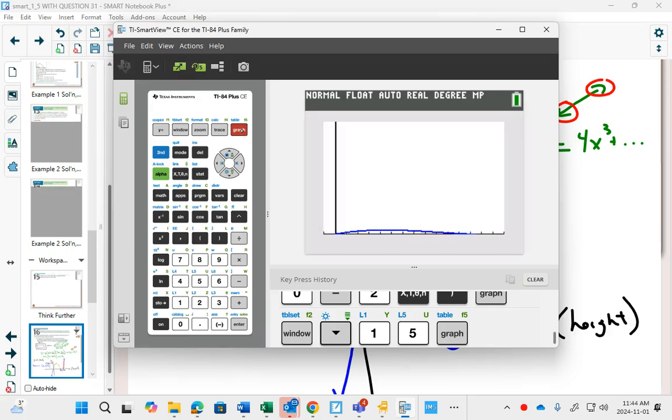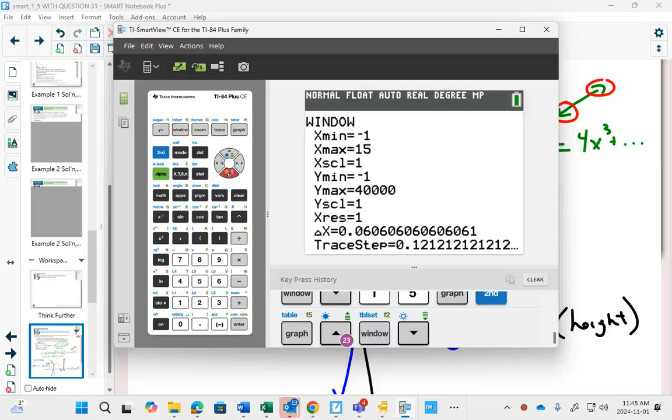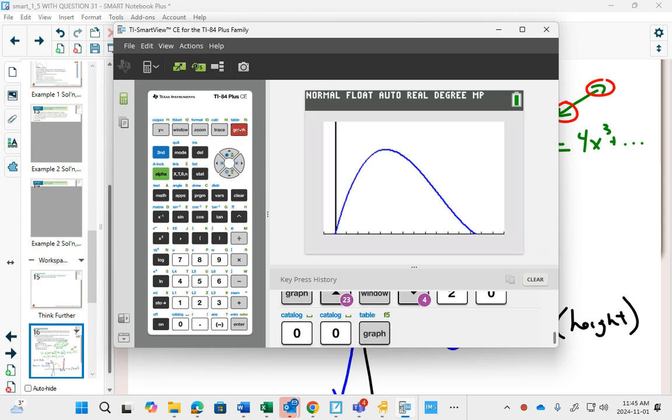So again, if you want to get an idea of what it would look like, you can go to your table of values and check out the numbers between 0 and 15. Looks like I get up to 1,500. So I can go back to my window and say, probably 2,000 would be enough. Oh, that's nice. Now I can find my maximum.